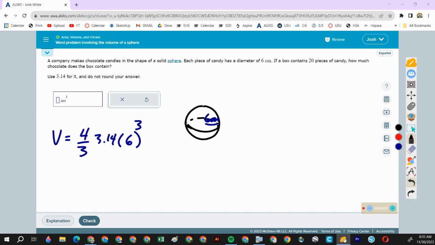Okay. So 4/3 times 3.14 times 6 to the third. I get 904.32 centimeters cubed. Okay. So the box contains 20 pieces of candy, so what should I do to figure out the total volume of the chocolate? We'll just times that by 20.